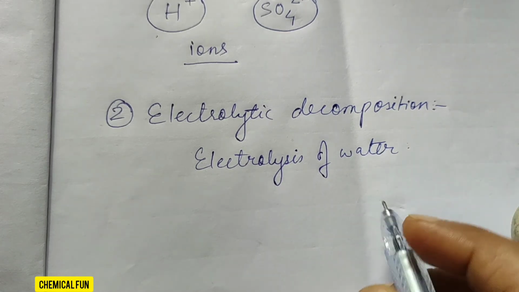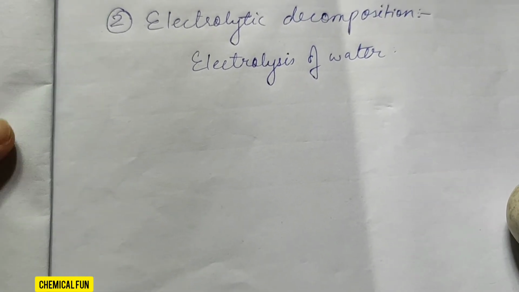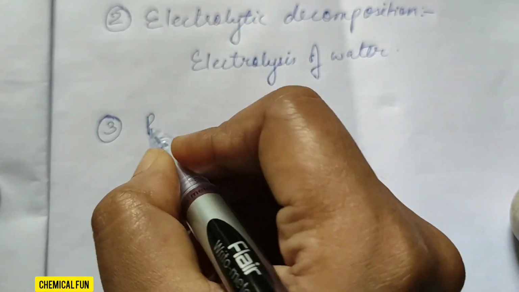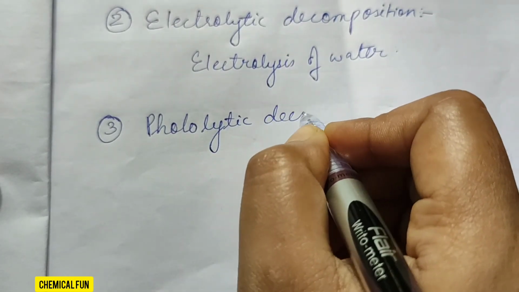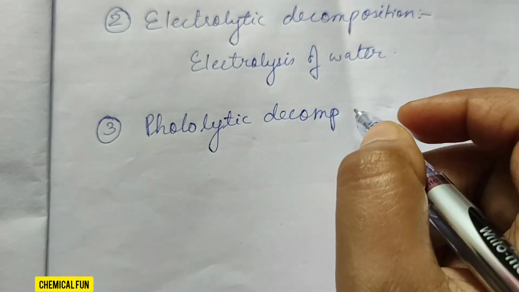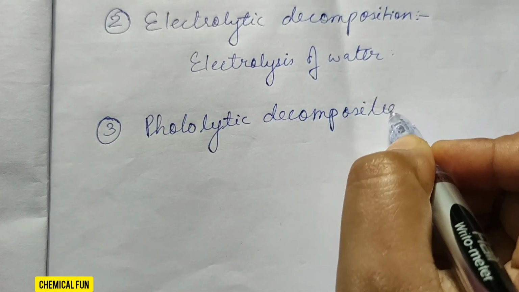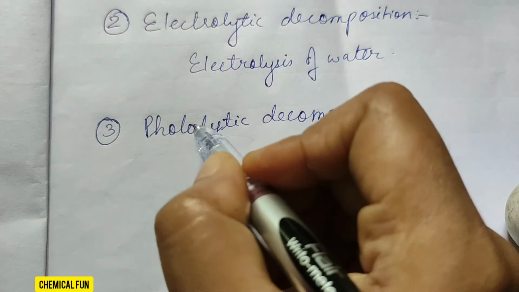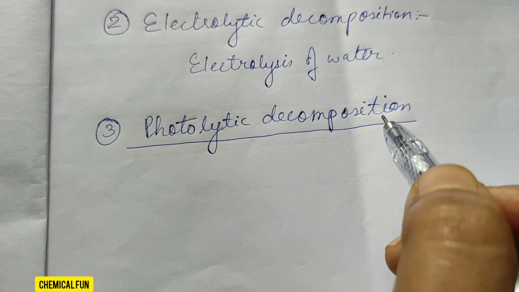Okay, next let's see another type. What is the third type of decomposition reaction? The third type is photolytic decomposition. So what is photo? You know, no? We say that is a nice photo of your picture, that photo. That term has come from photons. These are particles present in the sun rays, and you will learn in higher classes what photo is. Photo means light actually.